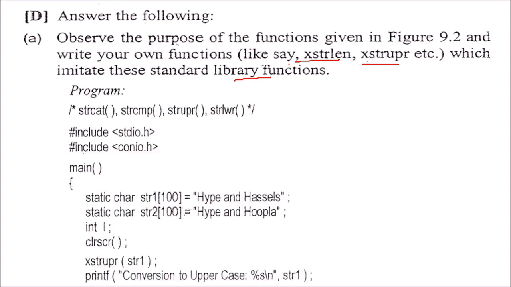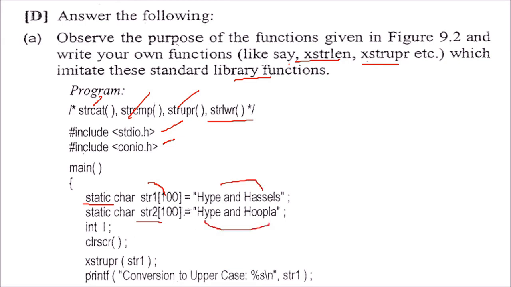So as you see here, we have to write a program for string cat, meaning string concatenation, comparing two strings, and making the string uppercase and lowercase. We start with stdio.h, conio.h, and we have static char. We have given str1 as the first one and str2 as the second one, "hassles" and "hoopla".